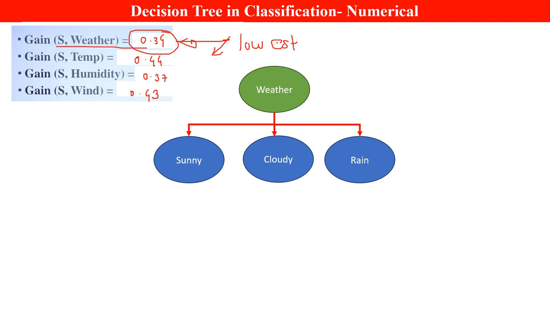So here weather has the least value of GI, so we will select weather. In weather we have sunny, cloudy and rain, and if you check cloudy, all our yes are there. So this path is closed now. Now only sunny and rain remain, so we'll again repeat the same procedure for sunny and rain.